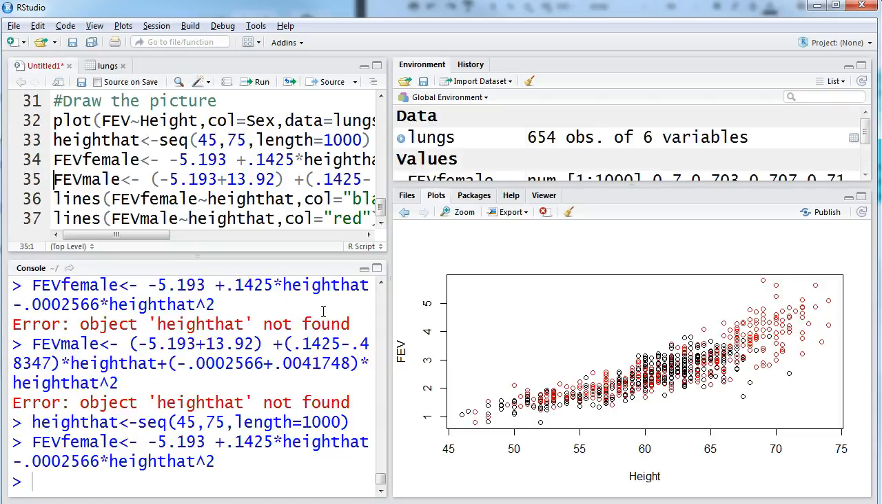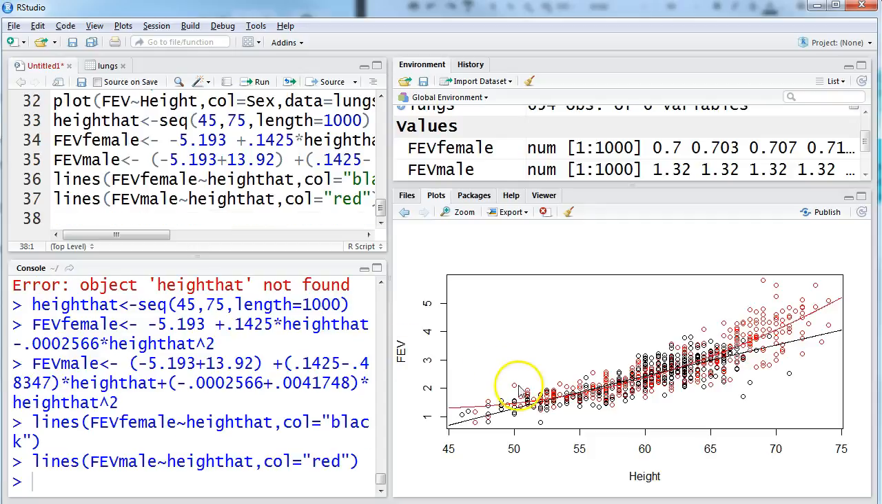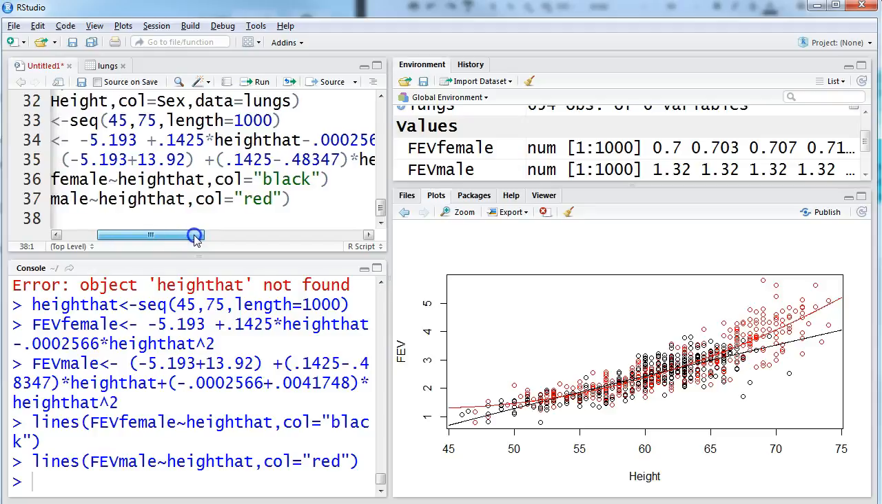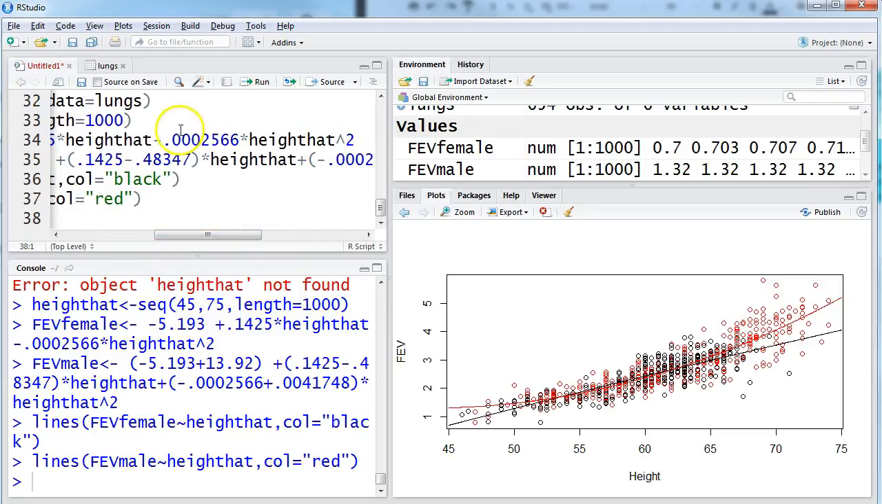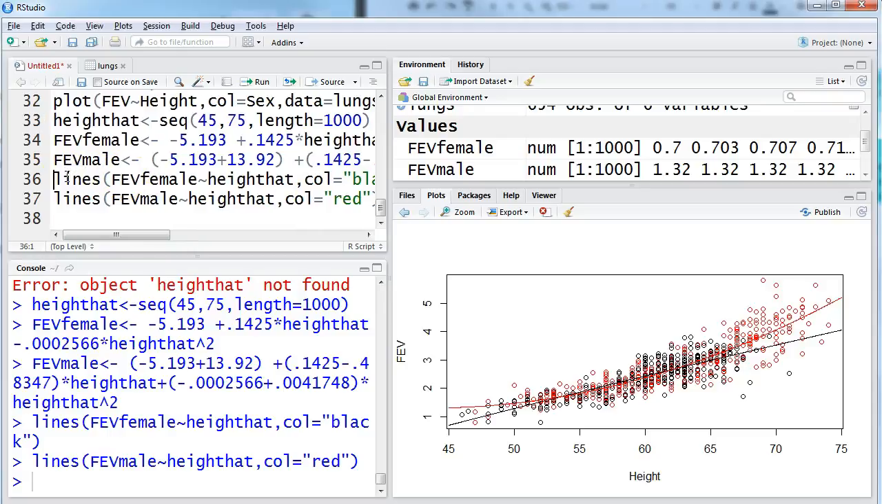Height hat not found. Okay, good. Now, interestingly, this black line is also curved because it comes with this height hat squared right here, but that curvature is very subtle and slight so that it really does almost look linear right here. And that's why those terms for the height squared and height were not being significant, because it looks linear here according to the female. But let's go ahead and grab these two prediction equations, and I'm going to try to explain the effects as well as grabbing that plot.